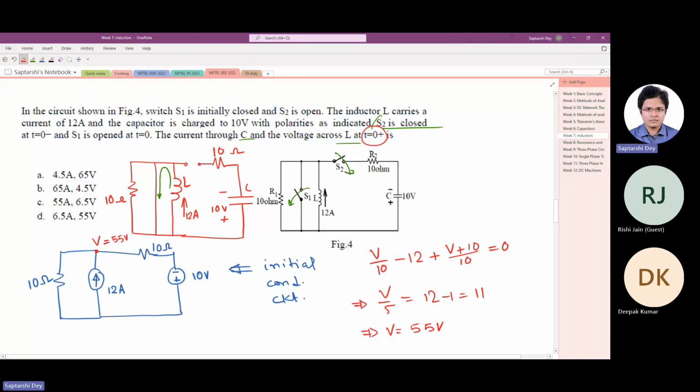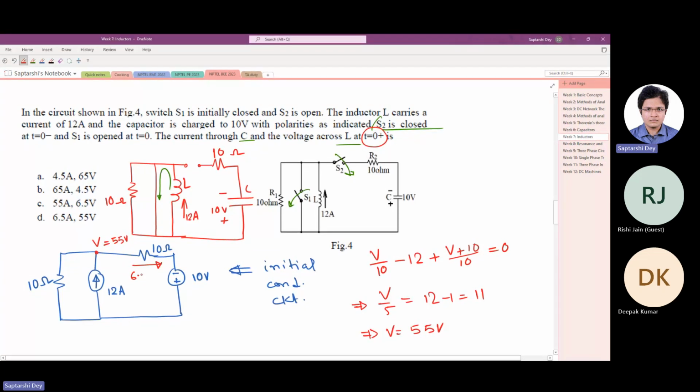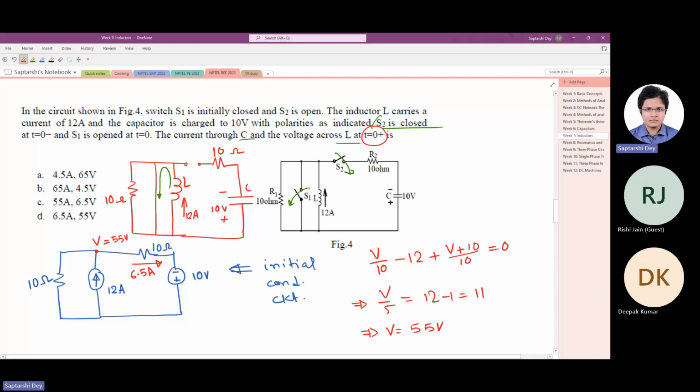Now if V is 55 volt, that means the initial voltage right after this switching is done across the inductor is 55 volt. And how much is the current through this? So we got that 65 volt by 10. So initial current through the capacitor is 6.5 ampere. There is no energy source in this circuit, and there is resistance also. So definitely both the current and the inductor voltage are going to die down to 0 after some oscillation.